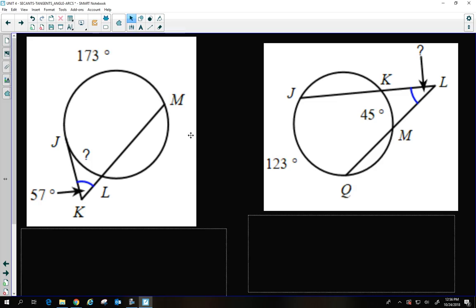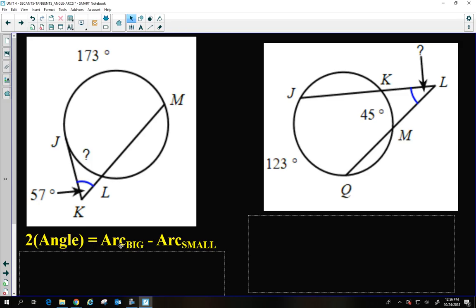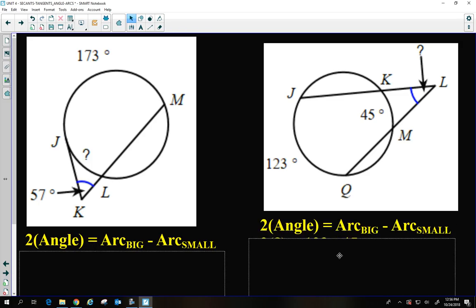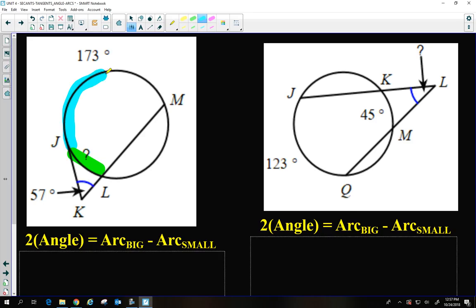And now here I have an example of a tangent and a secant, and then 2 secants. Their relationship is the same. Twice the angle is equal to the big arc minus the small arc. And so I write the formula every time I use it. In this one, I'm told the angle. I want to know the small arc, and I am told the big arc. So I need to plug in where appropriate.